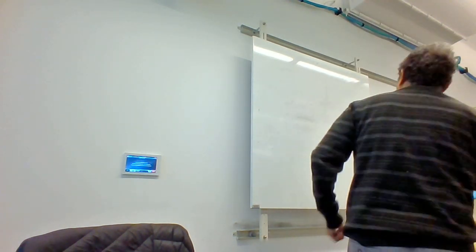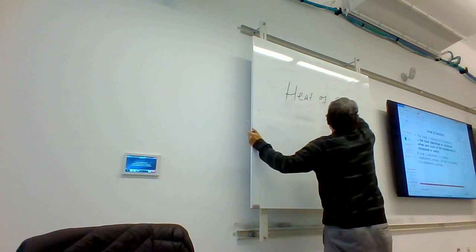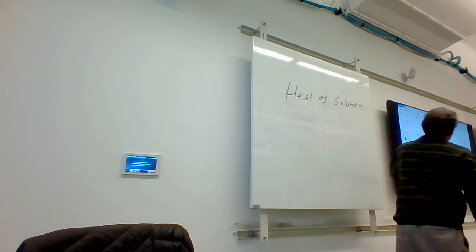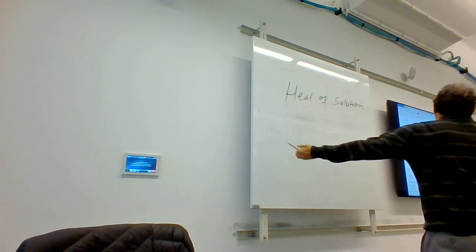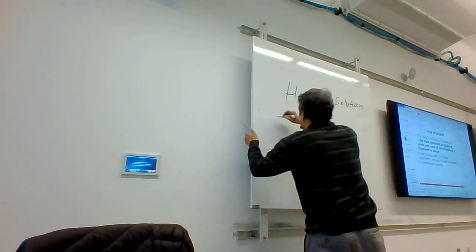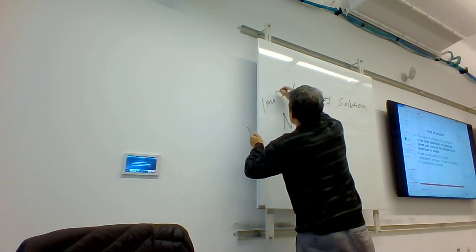In the last class, I told you about the heat of solution. So what is heat of solution? Heat of solution means that we are again working with 1 mole. If you are working with 1 mole of NaOH, so take NaOH. So how much is 1 mole of NaOH?